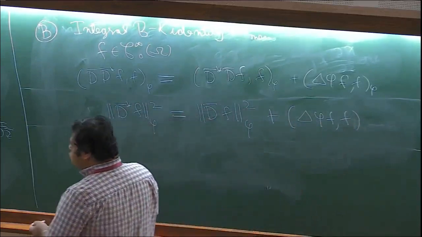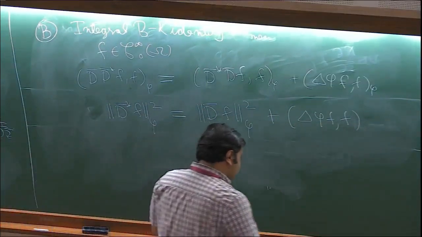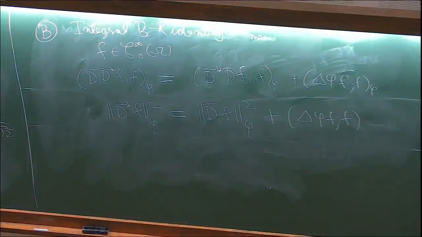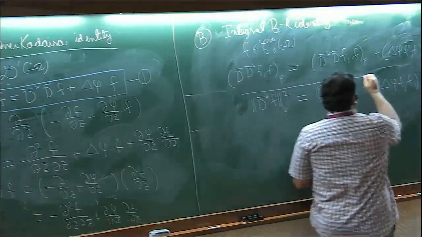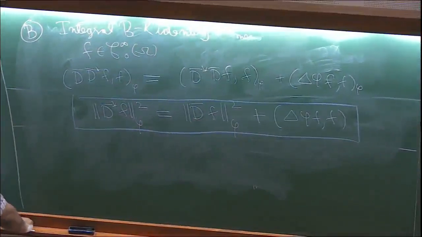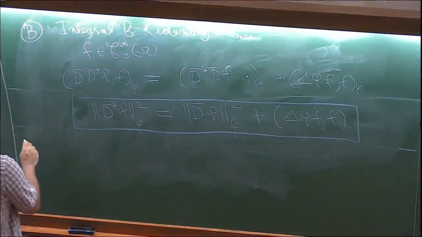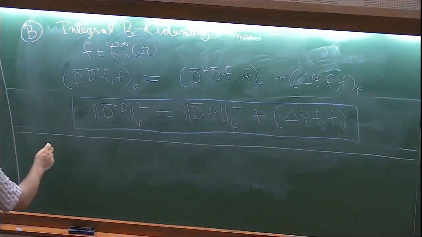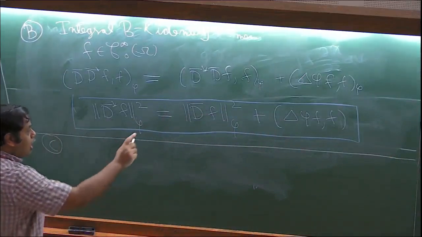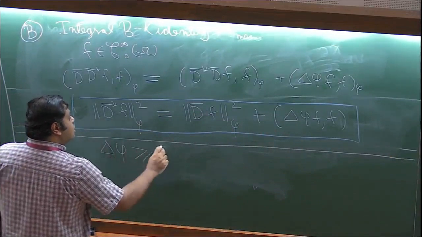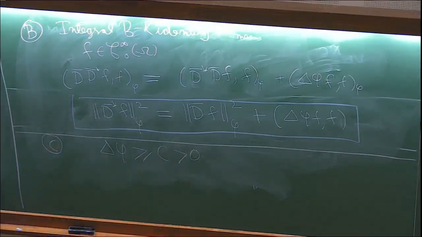I have some colored chalk here, so let me take advantage of that. So this is my first boxed formula. And from that, I have this second boxed formula, which is the integrated version. So the integral Bochner-Kodaira identity. Okay, so now I come to C. Recall what we assumed about phi. So the Laplacian of phi is greater than or equal to C, which is itself greater than zero.